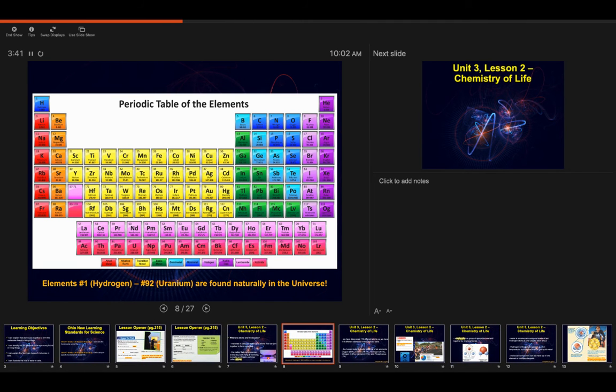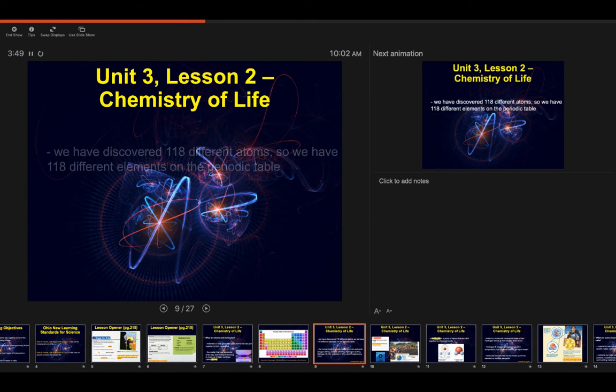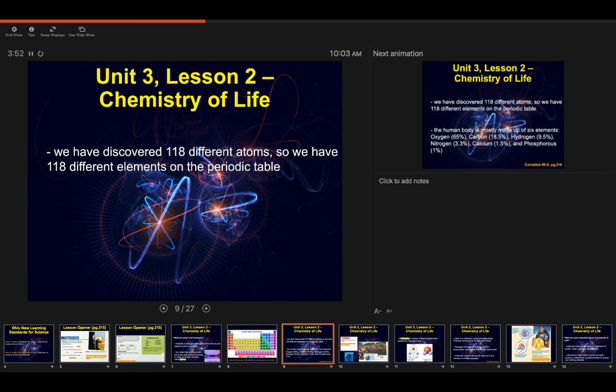Perhaps you remember in the fall, we did the periodic table of elements, and it looks like this. Currently, there are 118 different atoms. So right now, that's what there are in the periodic table. Scientists are discovering new ones all the time, though.